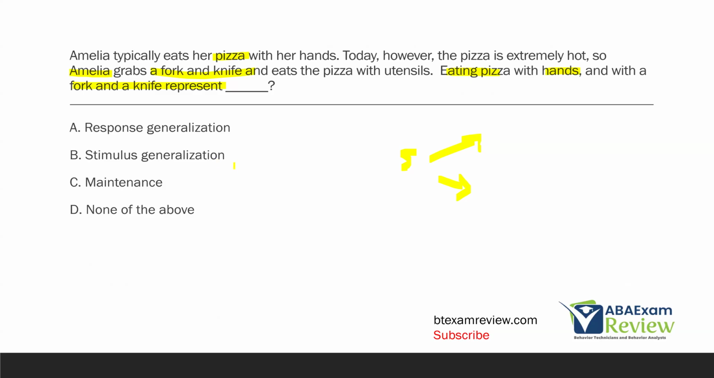What about B, stimulus generalization? With stimulus generalization, it's the opposite. You have a single response that's occurring in the presence of multiple stimuli. In this case, we have multiple responses, therefore we have response generalization. Maintenance has to do with teaching and stopping teaching. We're not talking about teaching or stopping teaching, so we're not really discussing maintenance here. We're talking about the fact that Amelia is now generalizing her responses on how she eats her pizza.